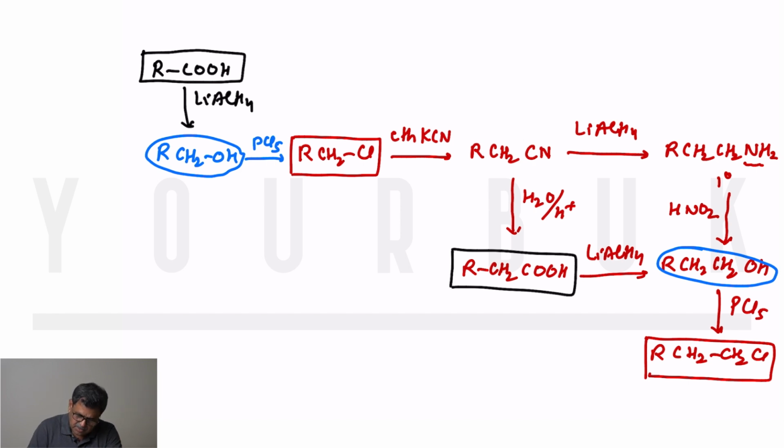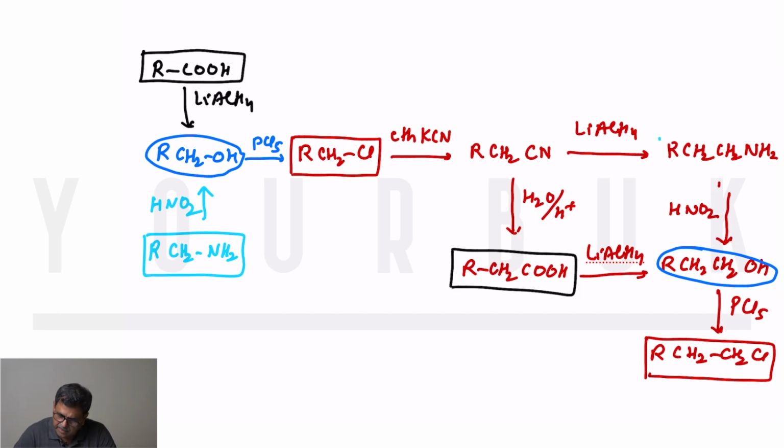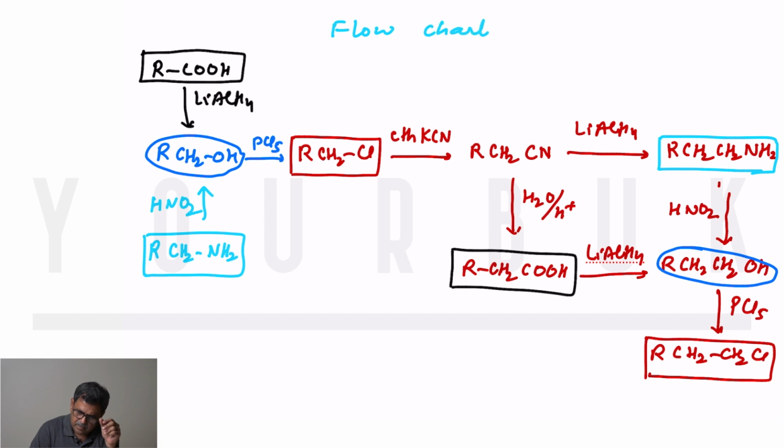Similarly, you can step up in the amine series. Now this is my amine. So I'll convert my primary amine first into alcohol using HNO2, then follow the sequence of steps and change amine into amine. So amine to amine with one carbon more. But you can cross the series also. Like you can change acid with 2 carbons into alcohol with 3 carbons. This is called the flow chart to step up, to increase the number of carbon atoms.